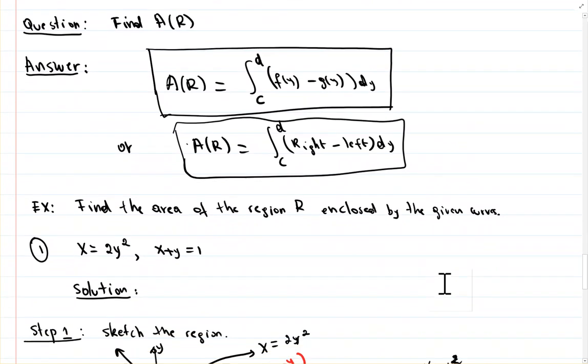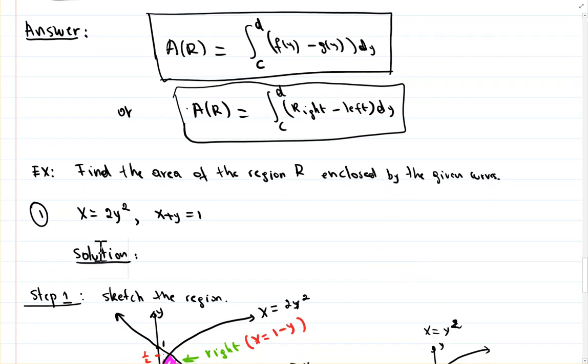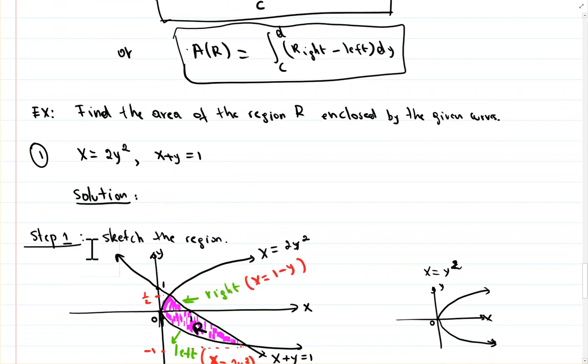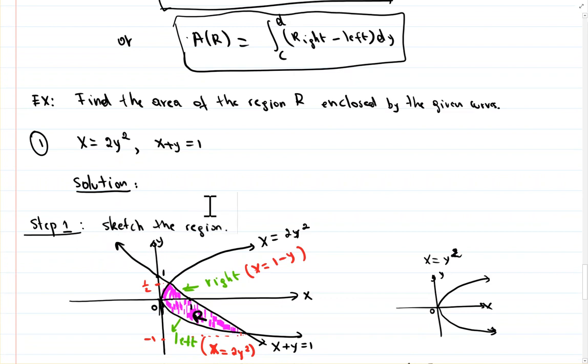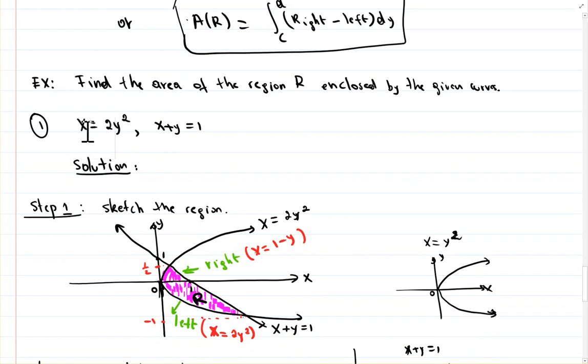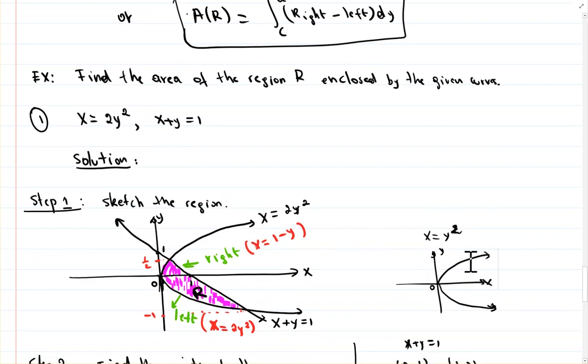So we go to the problem. Find the area of the region R enclosed by the given curves. This time they give us x equals 2y squared, and the other curve is x plus y equals 1. The first step in the solution is to sketch the region. To sketch it, we graph x equals 2y squared. If you graph x equals y squared, without the 2, the graph will look like this, but 2 times y squared makes the graph a little wider. So we can assume this is the graph of x equals 2y squared.